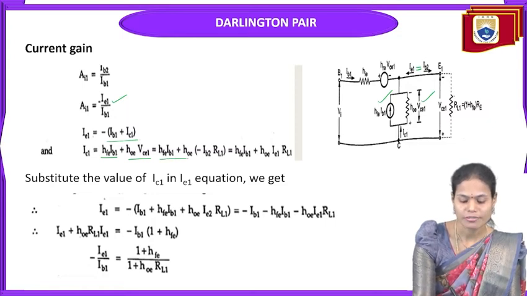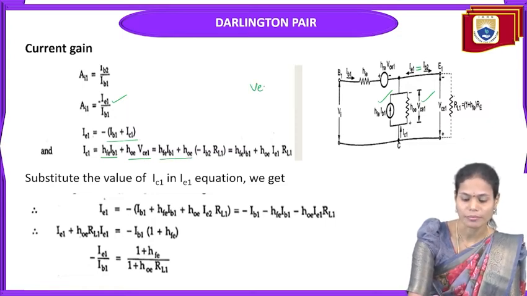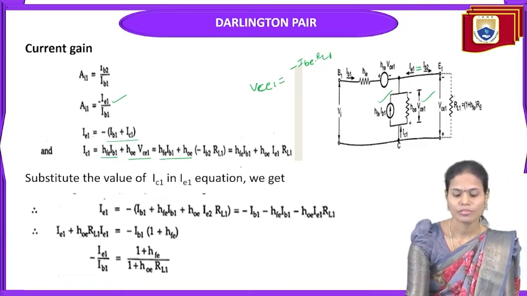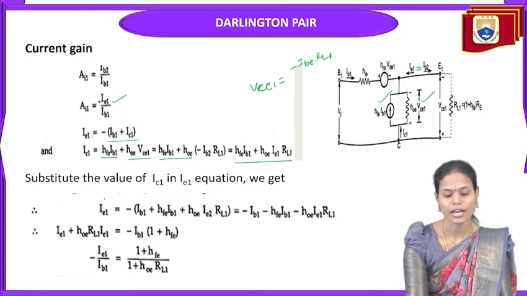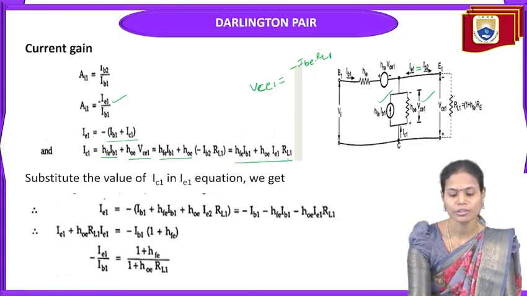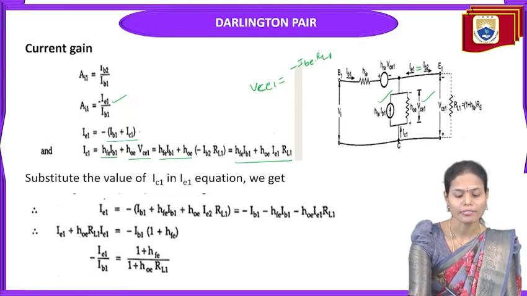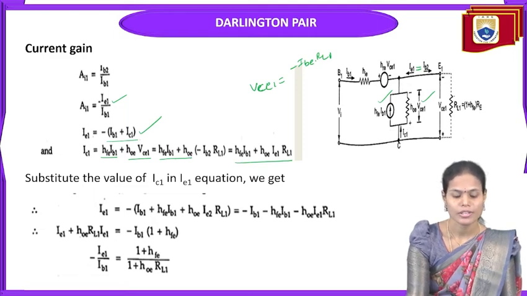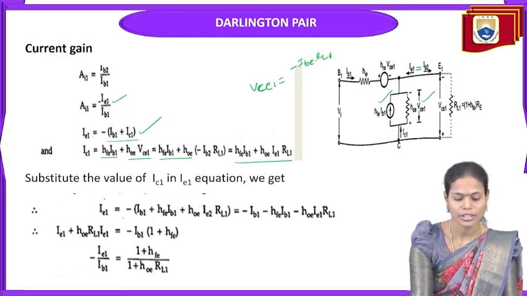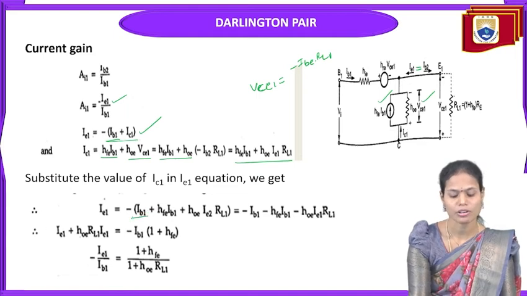And here VC1 is nothing but VCE1, which is nothing but minus IB2 into RL1. So after substituting that, we will get it as HFE IB1 plus HOE IE1 into RL1. And substitute the value of this collector current IC1 in the IE1 equation to find the current gain. So if we substitute that, we will get IE1 equal to minus IB1 minus of IB1 plus, this is the collector current value, the total value we have substituted here.